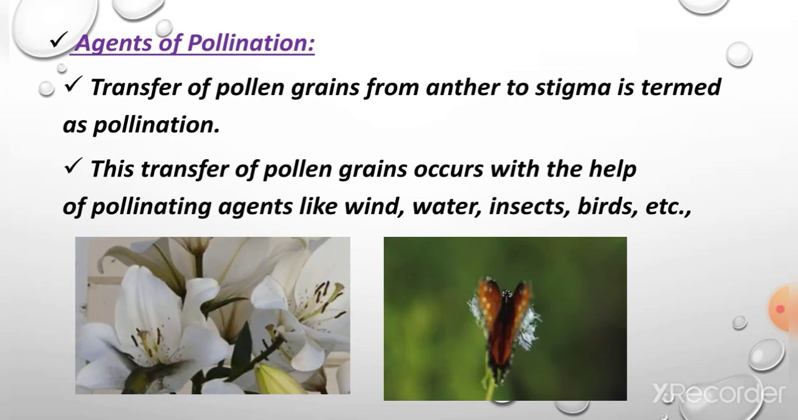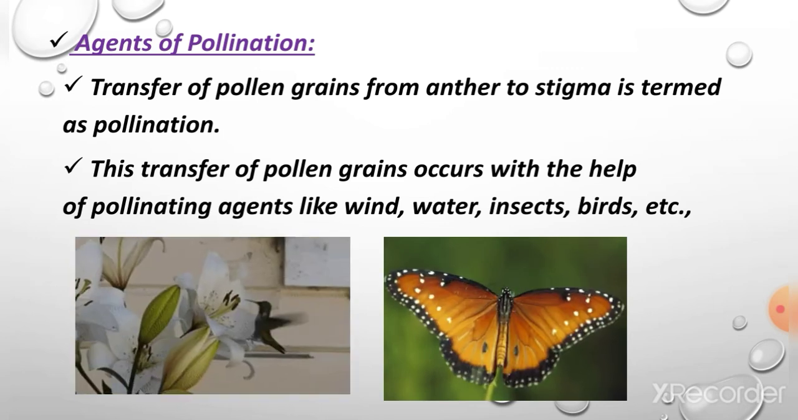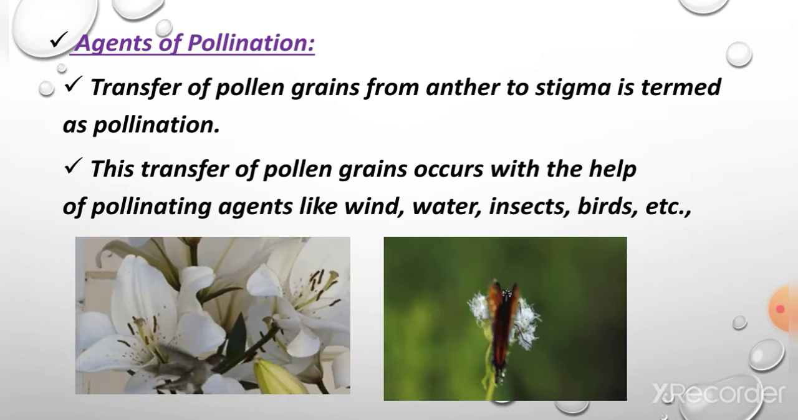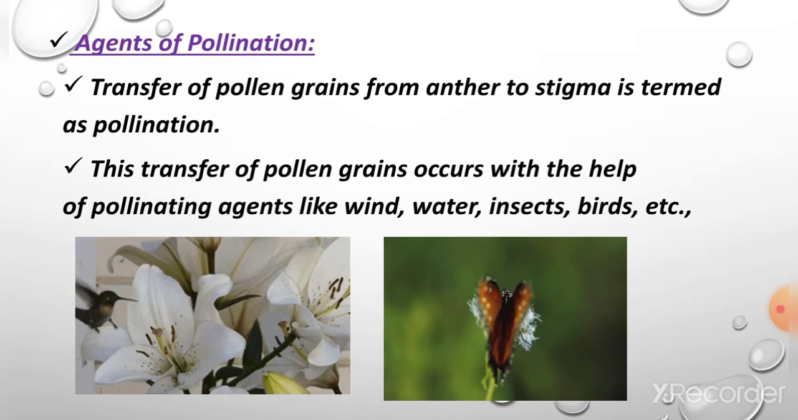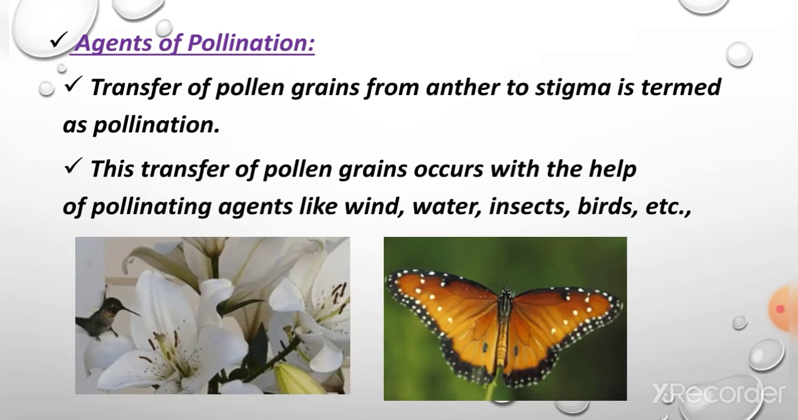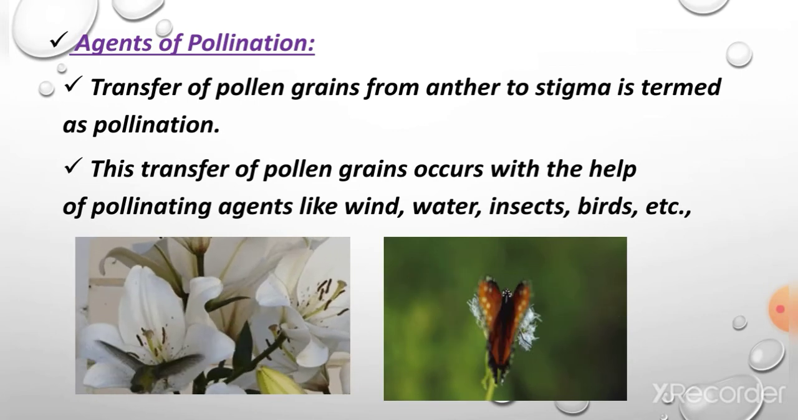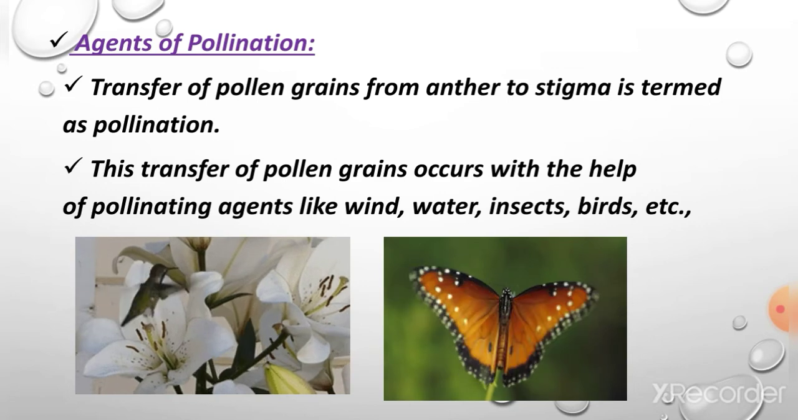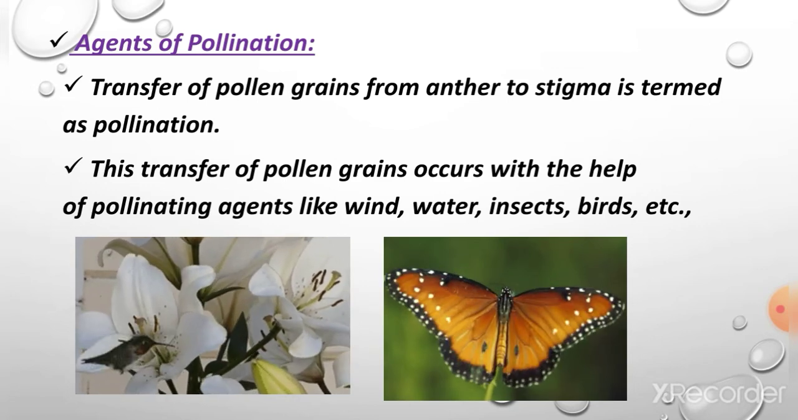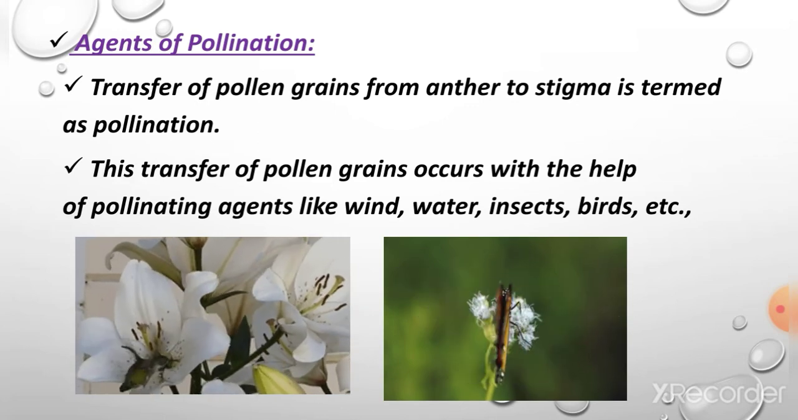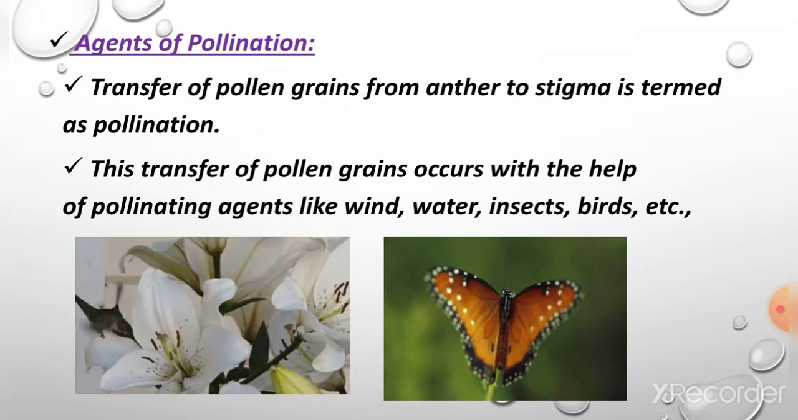So what are agents of pollination? Pollination means transfer of pollen grains from anther to stigma. This pollination can be done with the help of pollinating agents. Who are the pollinating agents? Wind, water, insects, birds. So these are the pollinating agents.